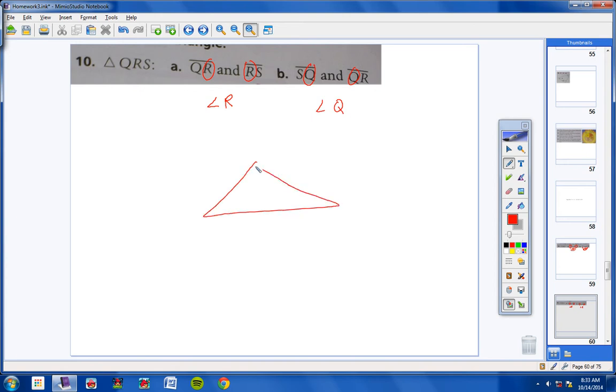Let's quickly check our work. Here's Q, R, S. Side QR and RS, the included angle is R, and that's what we have right here. Side SQ, side QR, the included angle is Q, and that's what we have right here. Okay, very good. Moving on to number 11.